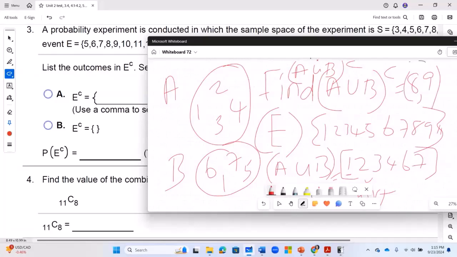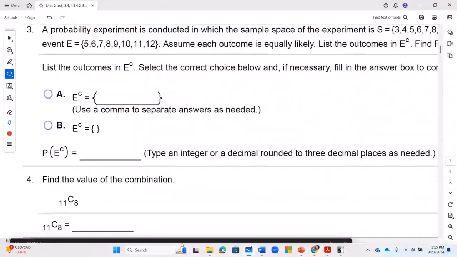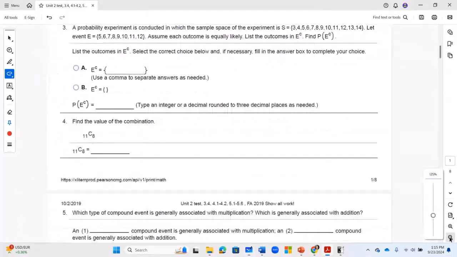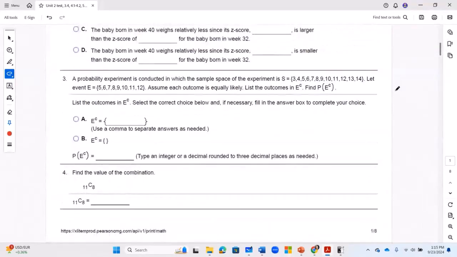Okay, so let's go answer the questions on the board. We're going to be using set notation. Some people don't like set notation, but it's not bad. Remember, we started with a Venn diagram. In Venn diagrams, you use sets. So question number 3.